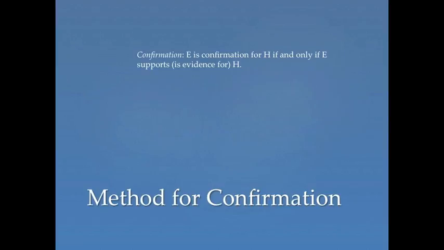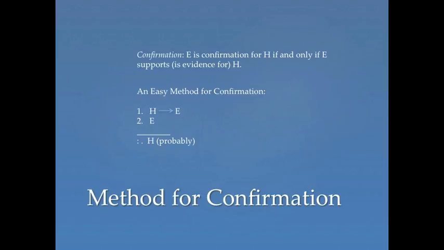So some terminology. Confirmation. E is confirmation for H if and only if E supports or is evidence for H. So confirmation is another way of talking about evidence. If something is evidence for H, then that thing is confirmation for H. It confirms H. So here's an easy method for determining when something confirms H. Premise 1, if H, then E. Premise 2, E. Conclusion, therefore H, probably.